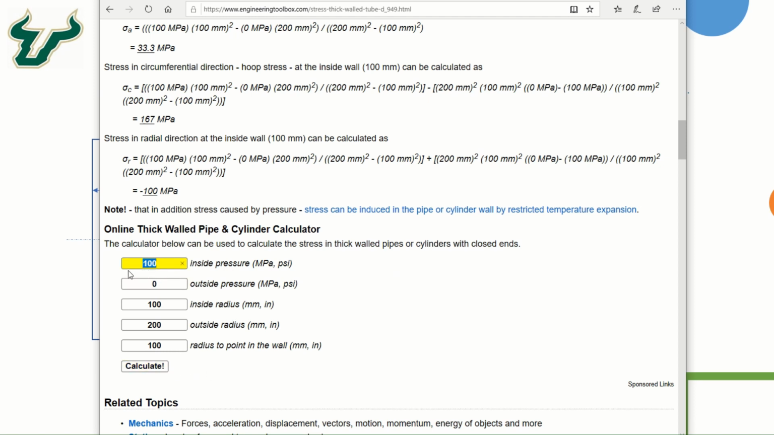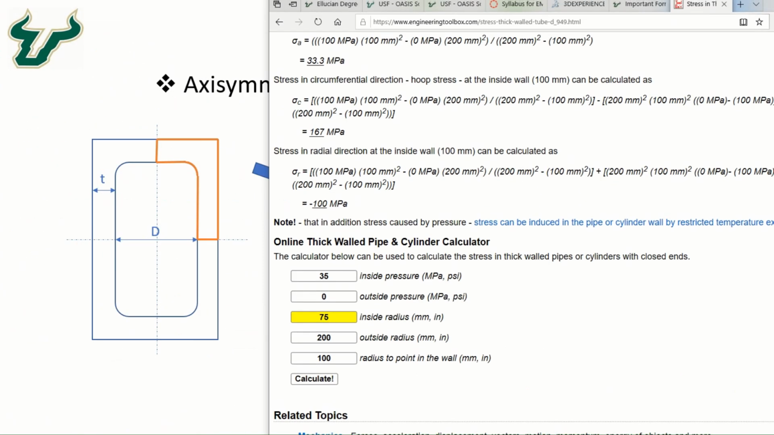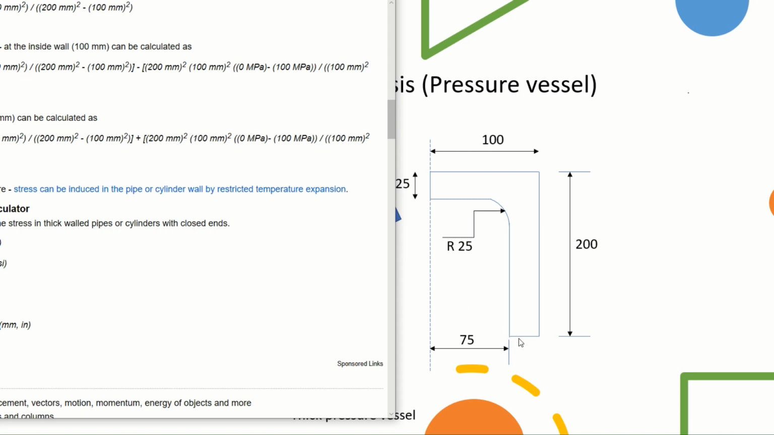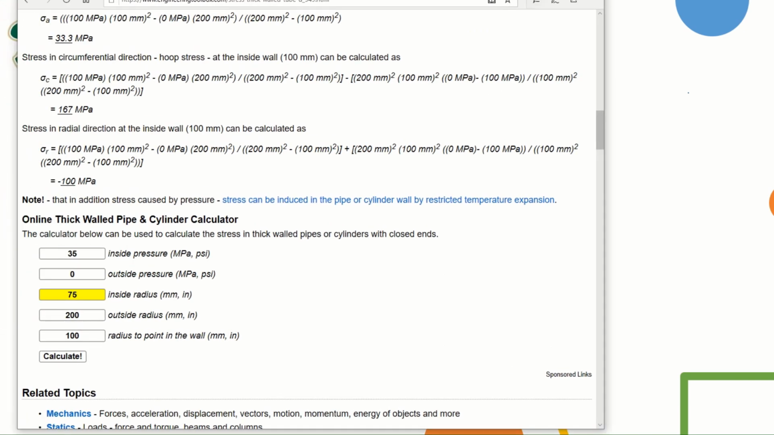For example, in our problem we are going to use 35 megapascal as the inside pressure. Let's not worry about the outside pressure too much; let's say there is no significant outside pressure. The inside radius is 75 millimeters, and you can look at it from this geometry here. So we're going to look at these stresses at this point, which is 75 millimeters from the vertical axis of symmetry.